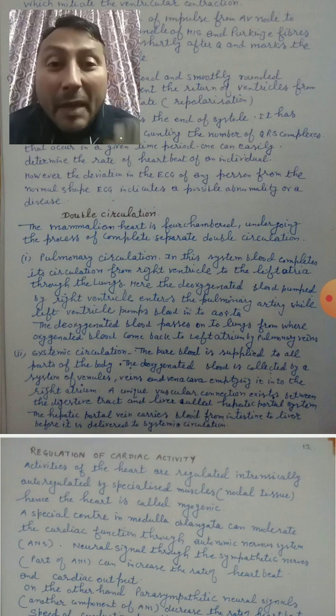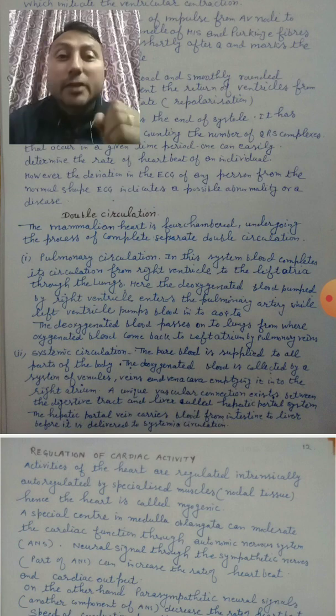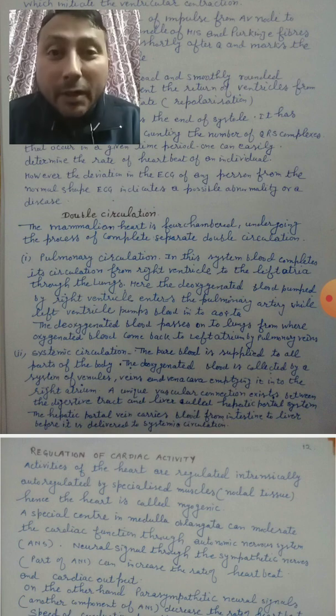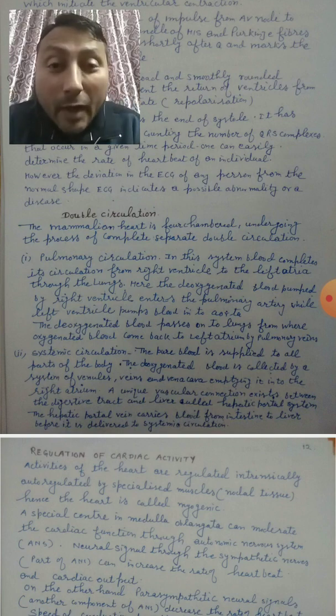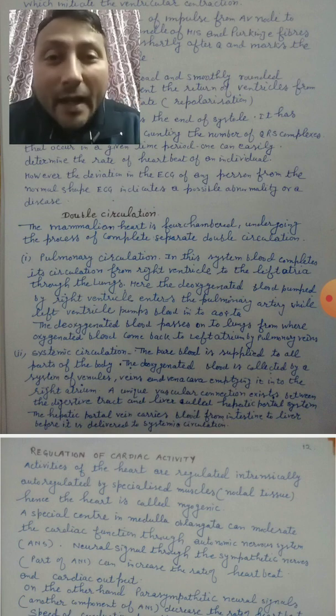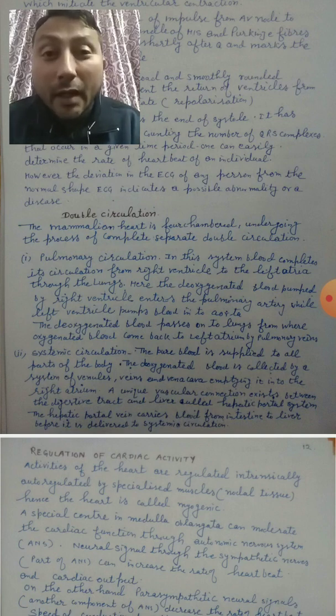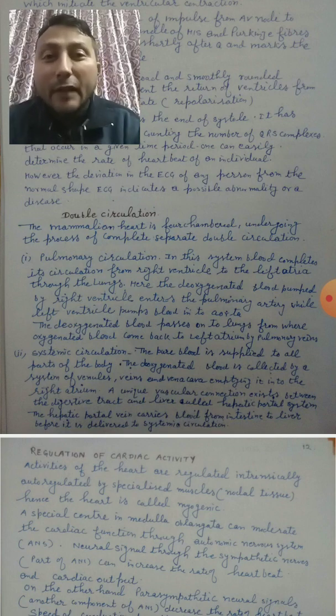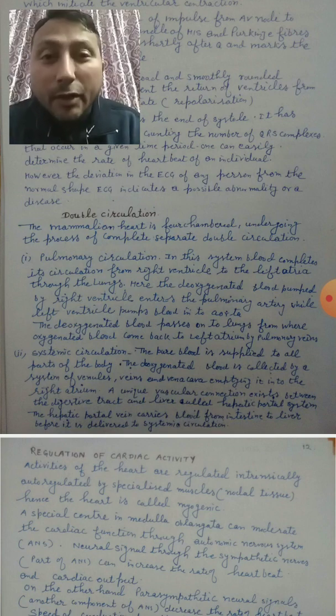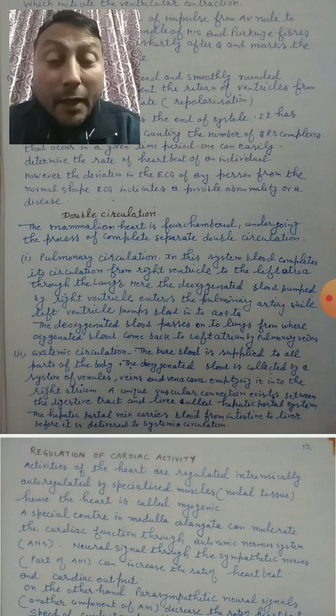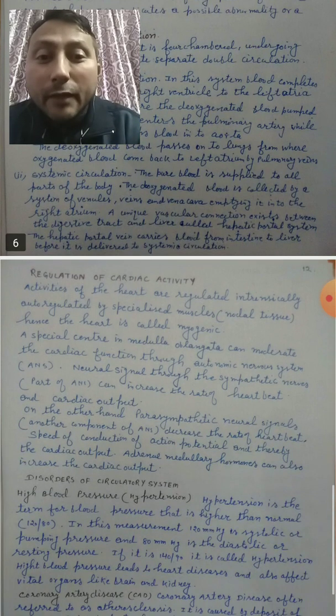I have mentioned that there is a need for separation of oxygenated blood and deoxygenated blood in mammals and in birds, because the energy requirement is more in higher animals like us, like human beings. So we cannot afford the mixing of oxygenated and deoxygenated blood. So there is a clear-cut separation of oxygenated and deoxygenated blood to supply energy more efficiently to the body.